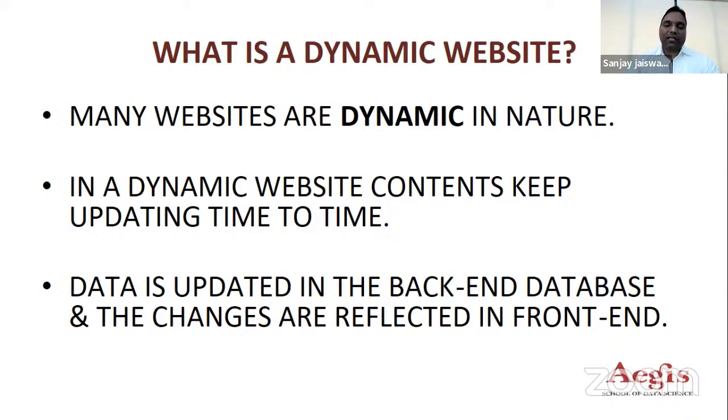In a dynamic website, the content keeps on updating from time to time. Unlike static websites, a dynamic website will have some pages where you will see the data keep updating. Whenever you visit the website, every time you will see the data is updated. There might be some images or some content which keeps on updating. Where does this data, this information, come from? Obviously it has to be saved or stored somewhere. So there comes your database.